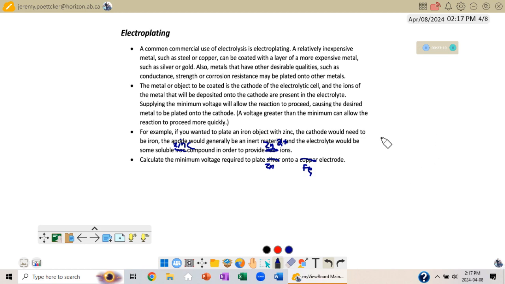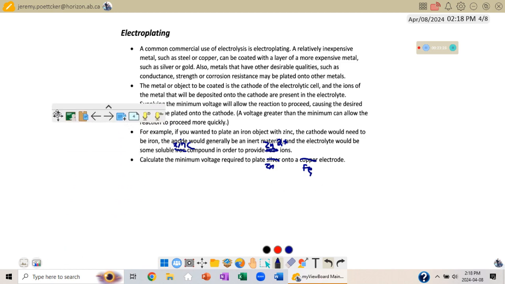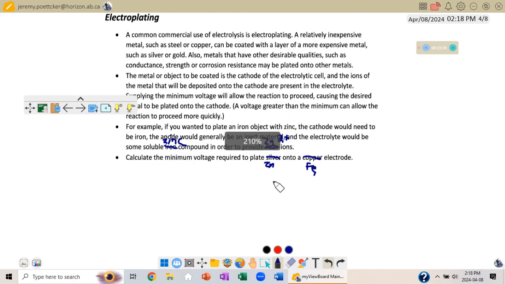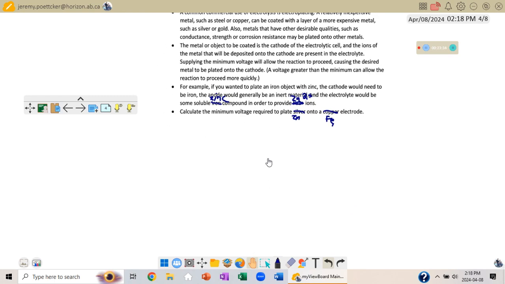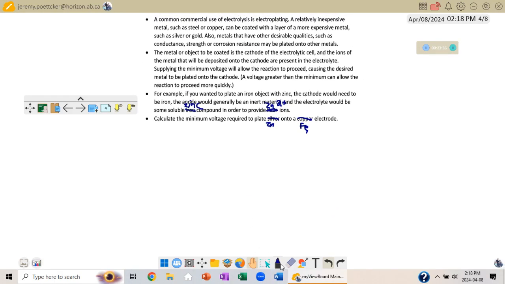All right. So we're going to plate some zinc onto an iron electrode. All right, so we get started and we figure this out. Now, I'm not going to necessarily make you do this every time, but let's take a look at what we've got. Well, we have carbon as our inert anode.